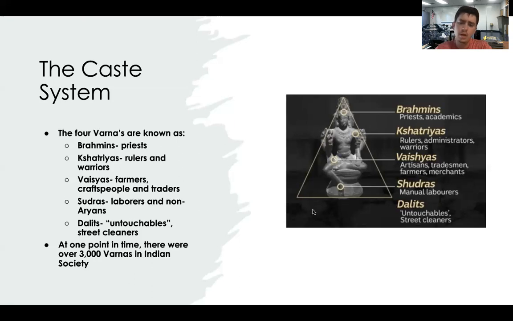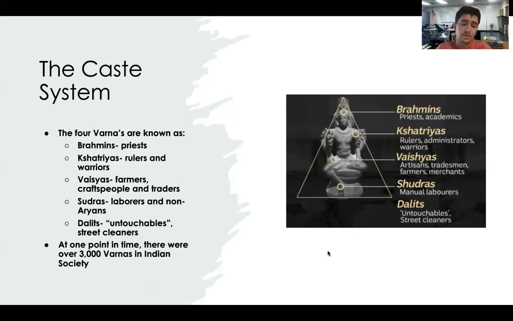And I want to point out that I said there were 5 Varnas, and so the 4 that we just talked about, the Brahmins, Kshatriyas, Vaishyas, and Shudras, make up the human body. There is a 5th one that is outside of the body, of the spirit, of the Brahman, if you will. And those are known as Dalits, or simply untouchables. And they do the jobs that no one else wants to do.